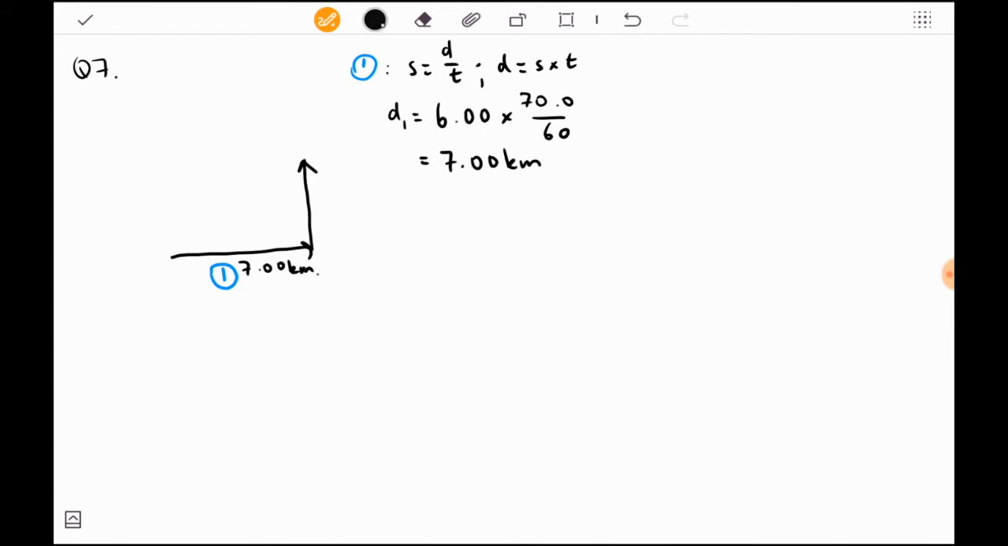Okay, and now let's do part 2, and I'll label that in orange, because I can already see there's several more parts of this question. It's a good idea to maybe use color to begin with. So part 2. And so again, speed is distance over time, so distance is equal to speed times time. So that will be 6 times 41 over 60, and that is just equal to 4.1 kilometers.